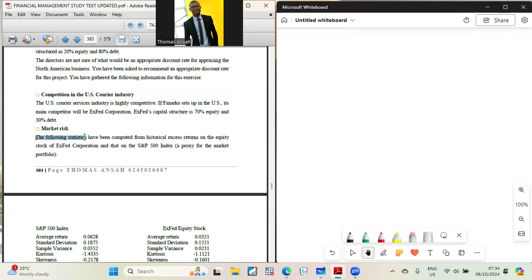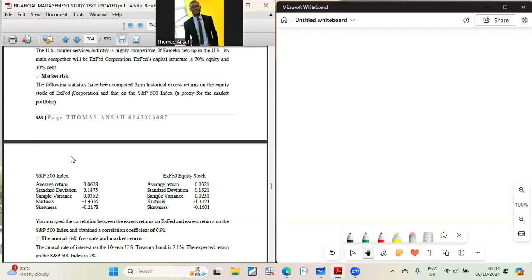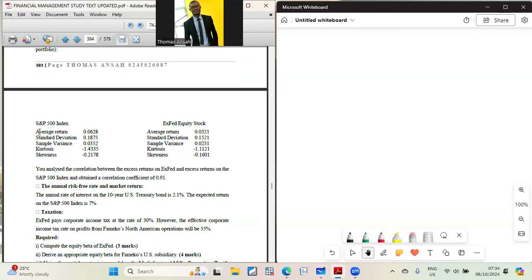Then it says that the following statistics have been given for the market risk: on the equity stock of XFed, the competitor, and on the S&P 500 index, a proxy market portfolio. So all these things are proxies. Look at it. The average return is given. You have everything. The things are given. Then it says that you analyze the correlation between the excess return of XFed and the excess return of the S&P 500 index, and you obtain the correlation of this.